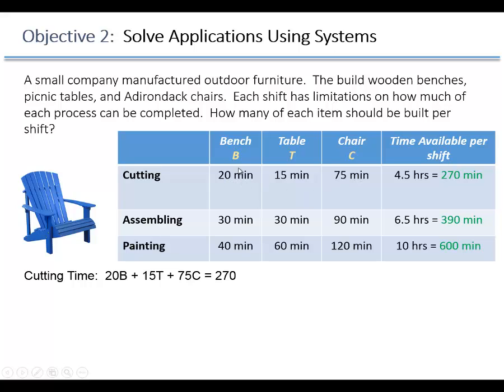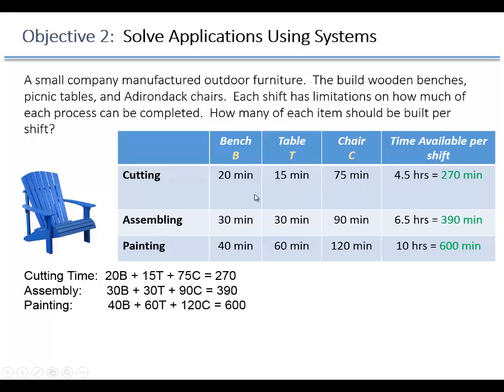It takes 20 minutes for each bench that we make, so 20B will contribute to our cutting time. 15 minutes for each table, 75 minutes for each chair, and the total time spent cutting pieces for these 3 pieces of furniture shouldn't be any more than 270. We want to use that all up, so we'll say it's equal to 270. And that's basically pulled right off the top row of our table.